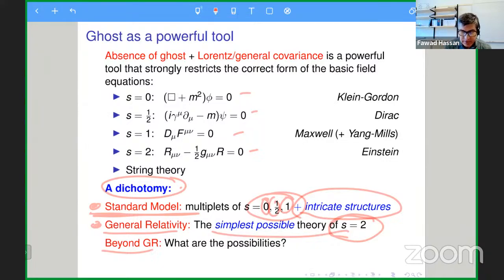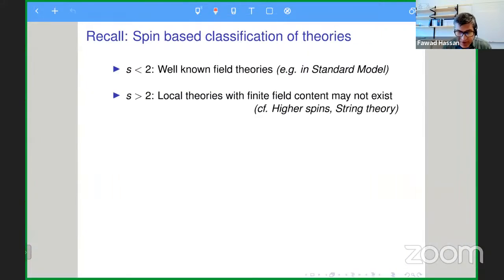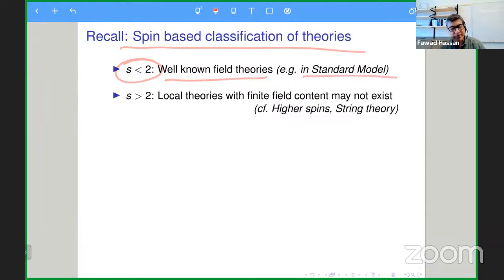Okay, now we can look at this from a slightly different angle, which is that we look at classifying our various theories based on the spin content of the fields. If we look at fields of spin less than 2, then these theories are well known. These are the fields that basically enter the structure of the standard model: spin 0, spin half, spin 1. We even have spin 3 half, which is not in the standard model, but we know the theory for that field, which arises, of course, in supersymmetry.